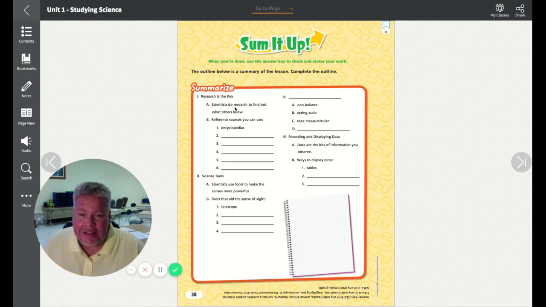So scientists do the research to find out what others know. Sources they can use. You could use an encyclopedia. Your answers are down here. Fill them in. We read about science tools. Tell about some more tools. Part 3 there. Pan balance, spring scale. What else? Recording and displaying data. How do you display it? Tables, blank, blank. You can copy down there.